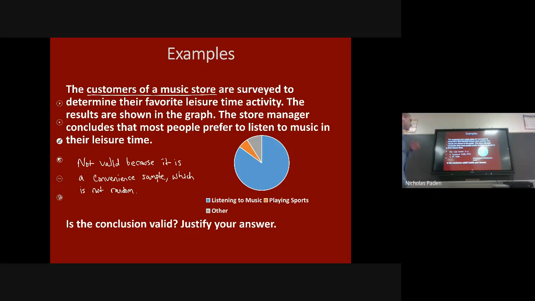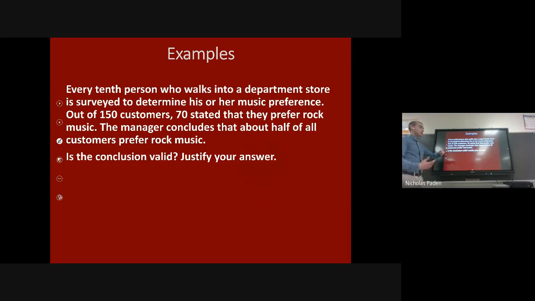So it's not valid because this is a convenience sample, which is not random. If he wanted to make it random, he needed to probably ask people that walked outside of his store and just ask every 10th person. Or maybe ask people in his store and then a sporting goods store and then another store and another store. So ask different groups of people. Okay, so that would not be random, which means there is bias.